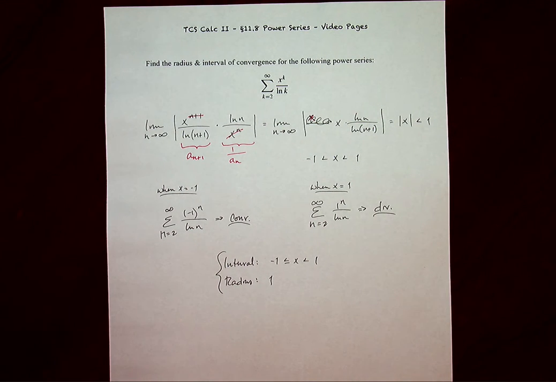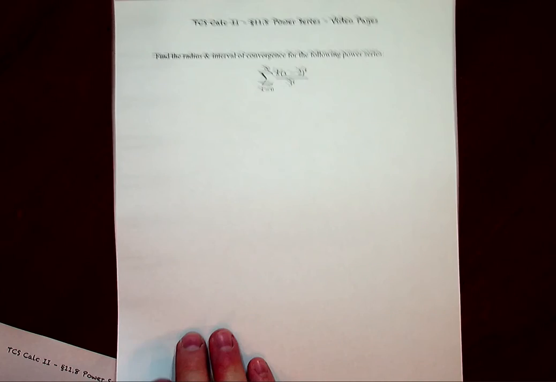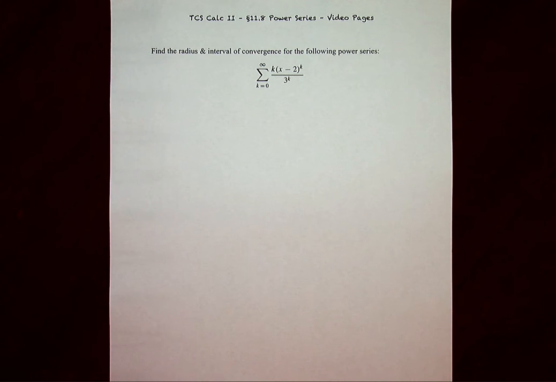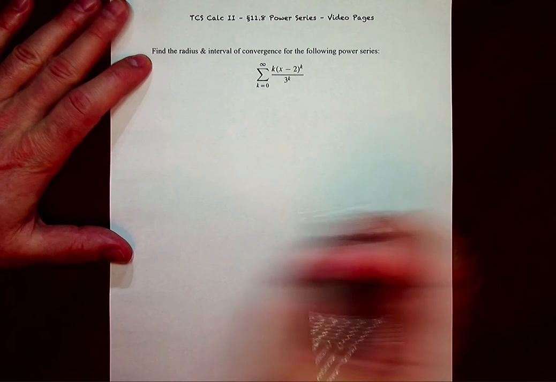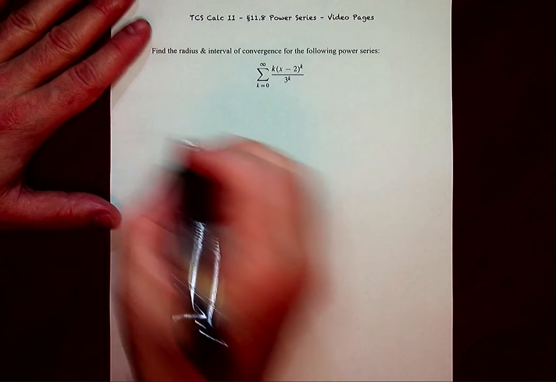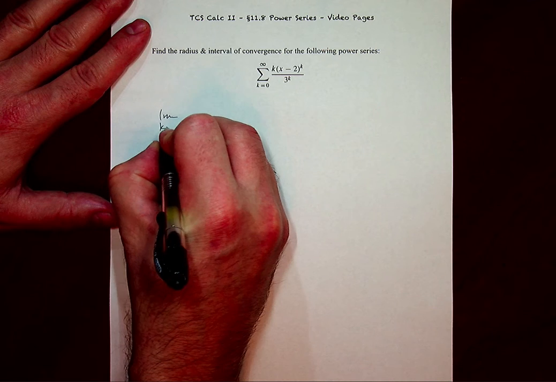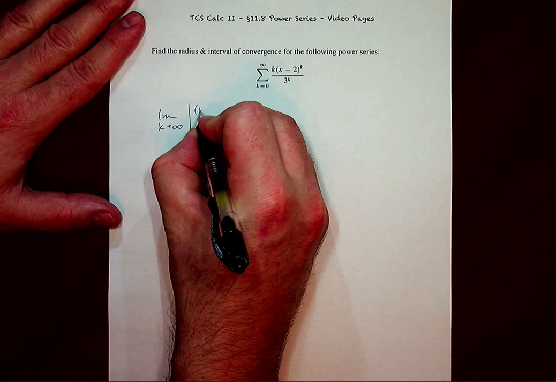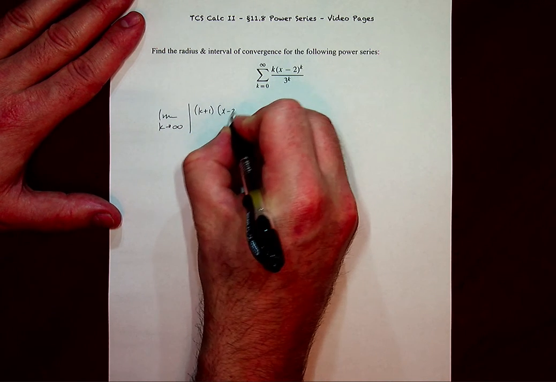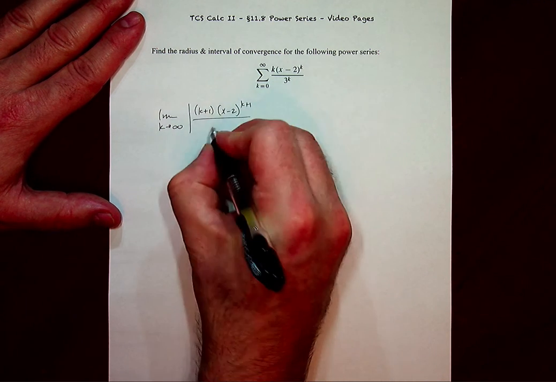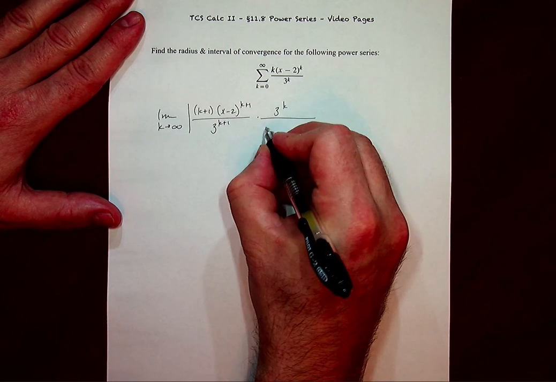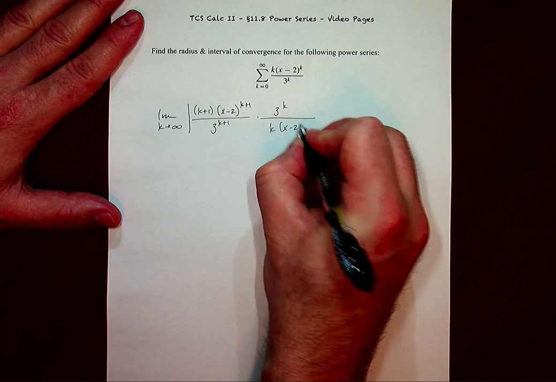Now, let's go ahead and do another one. I like this one because now we have our first example of one that is not centered at 0. This one, of course, is centered at 2 because of your x minus 2 right here. We can go ahead and use k this time. Let's do the limit as k approaches infinity, and your a sub k plus 1 is k plus 1, x minus 2 to the k plus 1, 3 to the k plus 1, and of course this is going to be 3 to the k, k, and x minus 2 to the k.